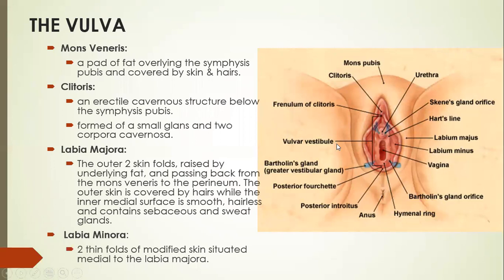Now coming to the labium minus, or labia minora. These are two thin skin folds of modified skin situated medial to the labia majora. They are devoid of fat, only thin skin. The labia majora, in contrast, are skin with a deep pad of fat inside.